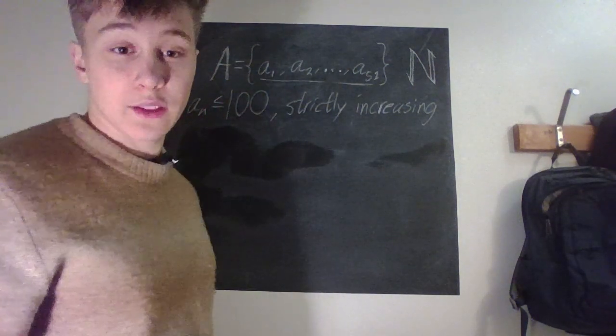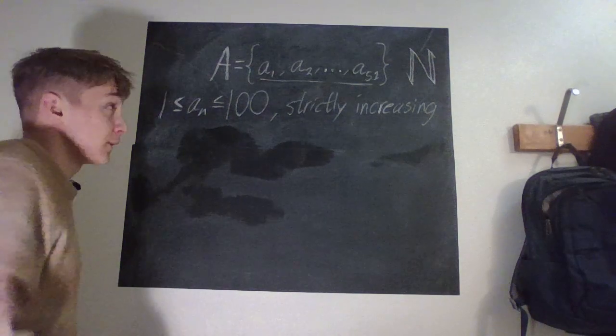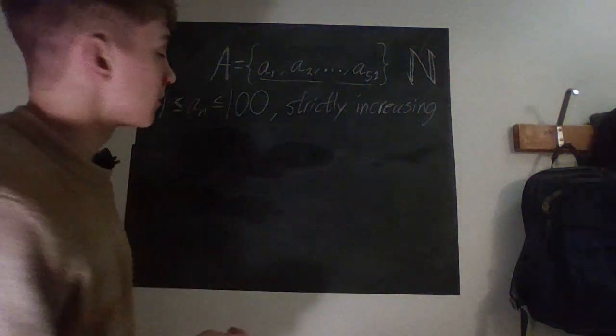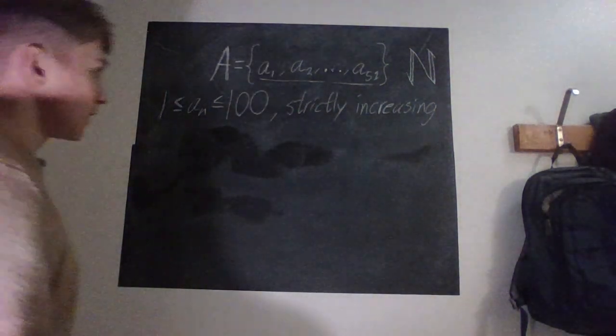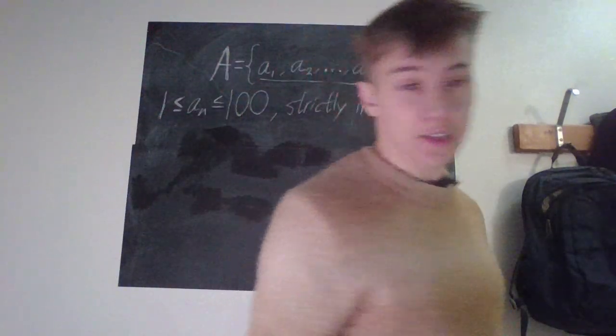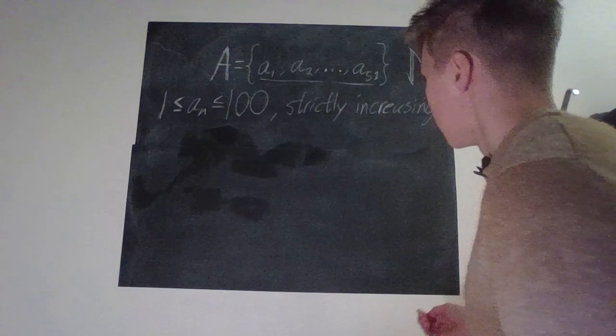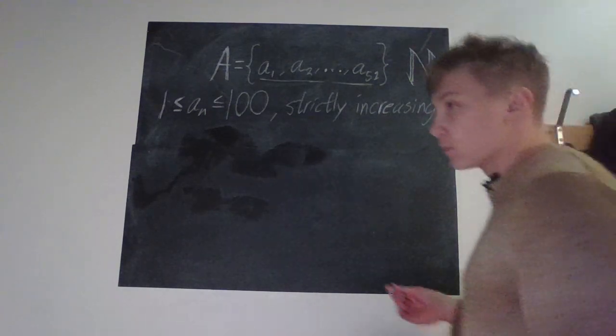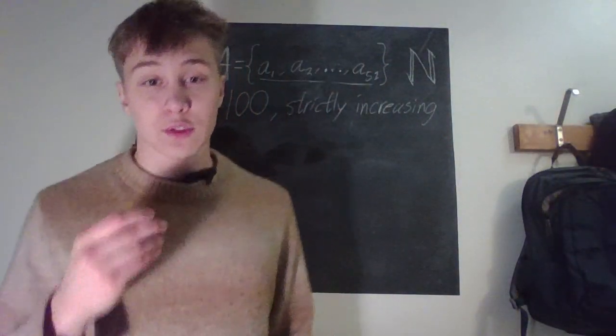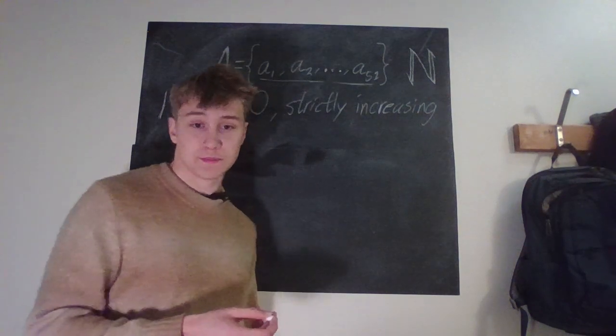And the problem is, prove that there exists an element in this list that is the sum of two previous elements. How do we prove this? We will prove this by the so-called pigeonhole principle.